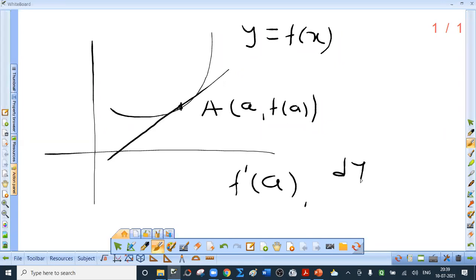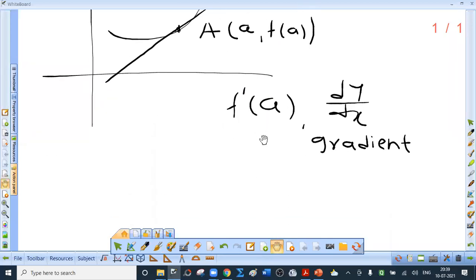In general, see, this is given in the booklet. dy/dx is also called the gradient. This word is used in physics also. Gradient of the curve means slope, slope of the tangent. Okay. Now, can you tell me the equation of the tangent?